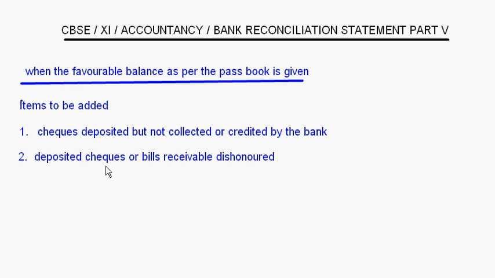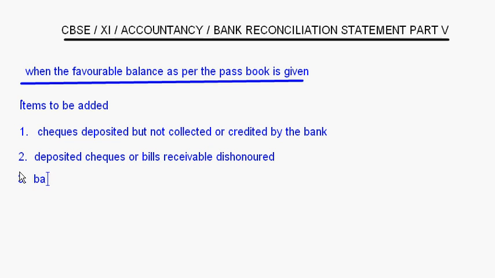So these are deposited checks. Once the checks are deposited, they are added to the cash book. But since they have not been collected because it has been dishonored, the bank balance will be less. So again, cash book balance is more, whereas the bank balance is less. So this should be added. Fine.